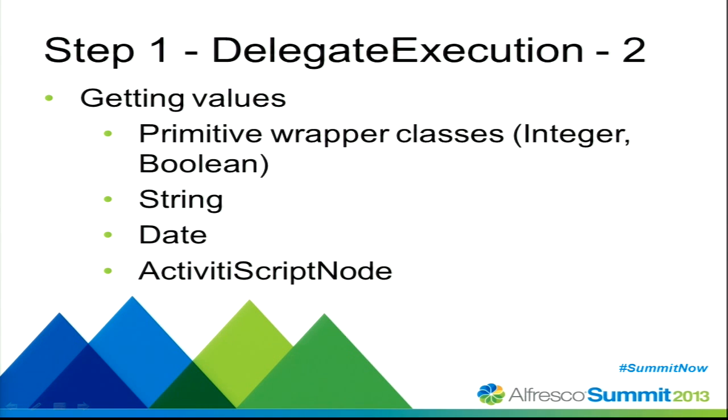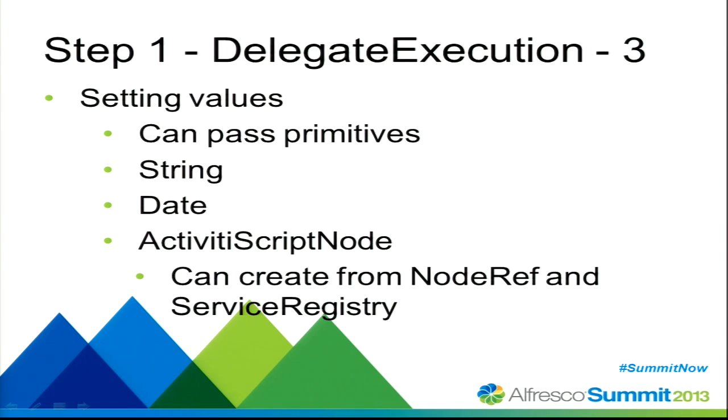The types of things you typically get are wrapper classes around primitives, like Integer and Boolean, String, Date, and then this little guy, ActivitiScriptNode, which I'll talk about some more. And then setting values, you can pass primitives back. You can pass strings, you can pass dates. In my code examples, I'm setting a due date that we pass to the task.